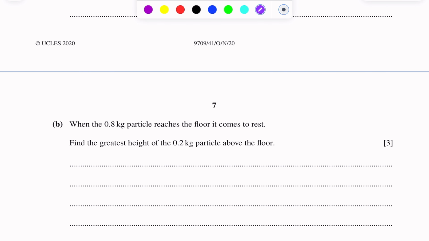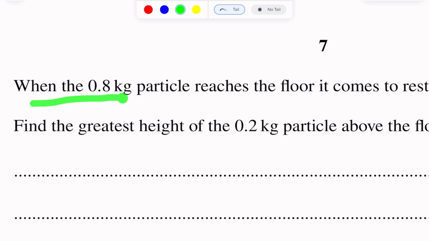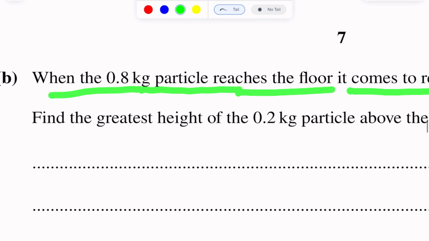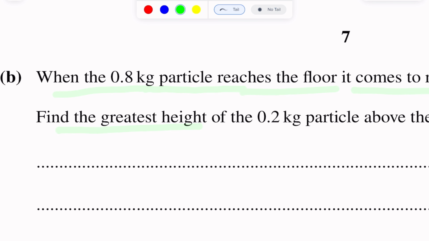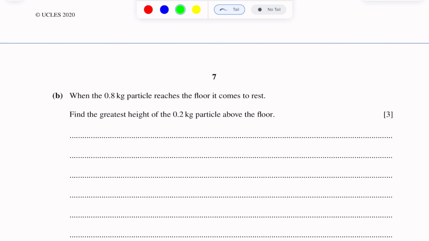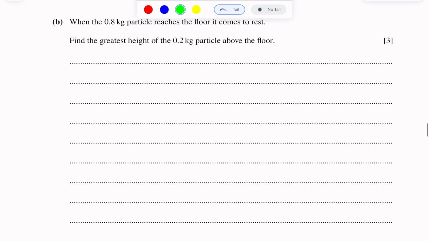Now part B of this question is: when the 0.8 kg particle reaches the floor, it comes to rest. Find the greatest height of the 0.2 kg particle above the floor. So we will again make the diagram. This is the pulley, the string passing over the pulley.